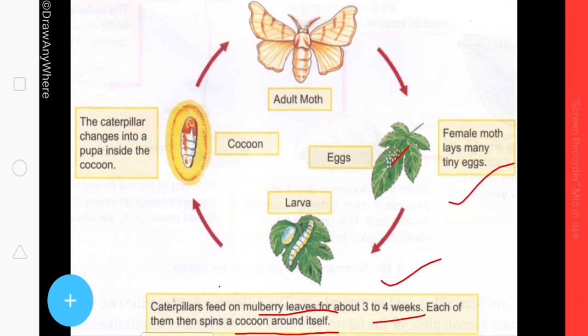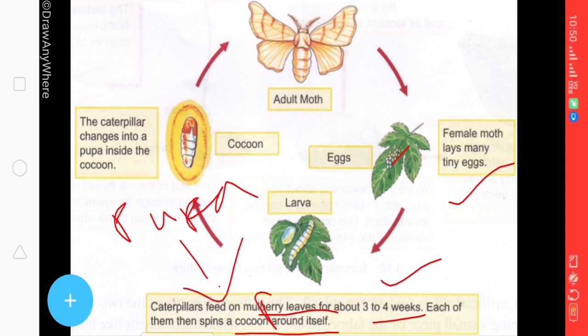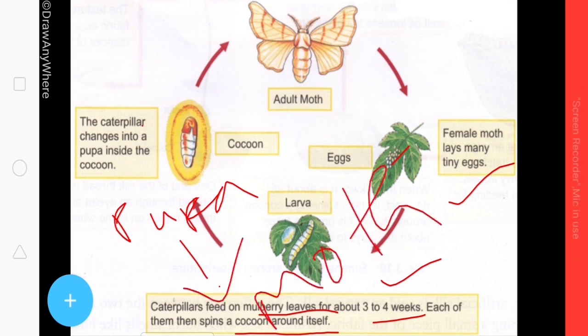And from here, again the caterpillar changes into a pupa inside the cocoon itself, and then this pupa will again be transformed into what? Into moth. And once they become moth, they will break it and come out of the cocoon, and again we will get an adult moth, and so on, the life cycle continues, okay.